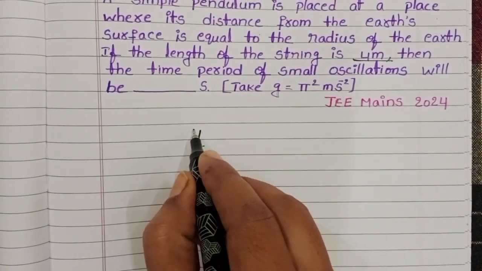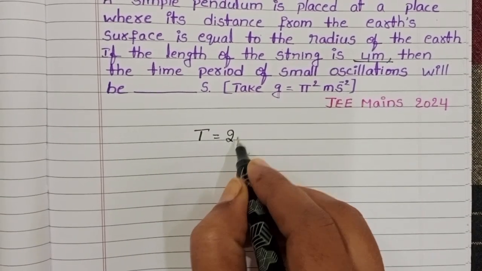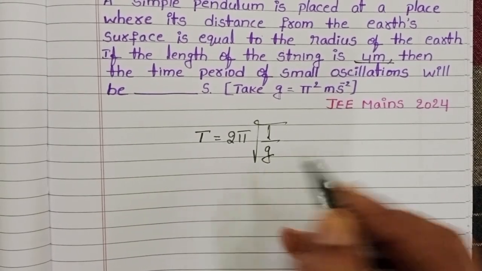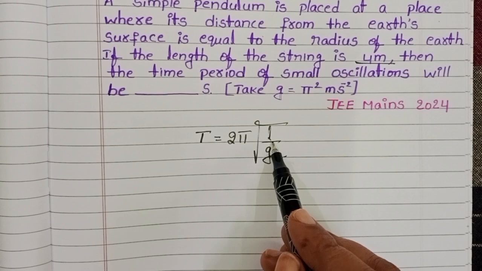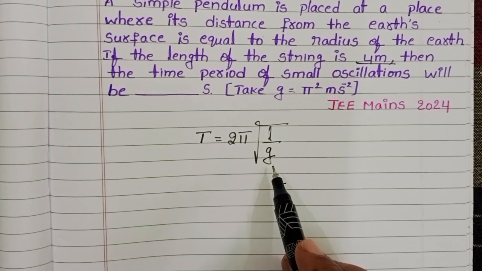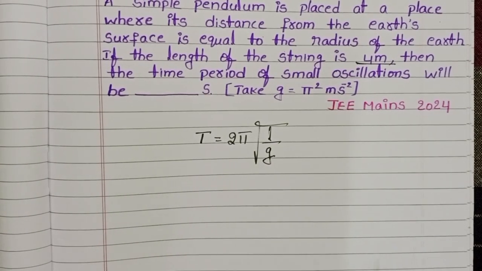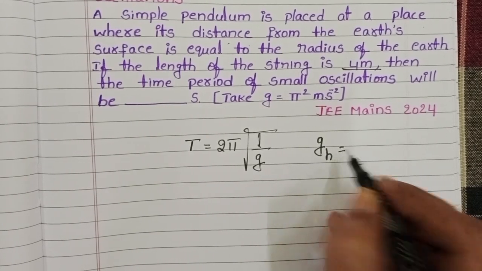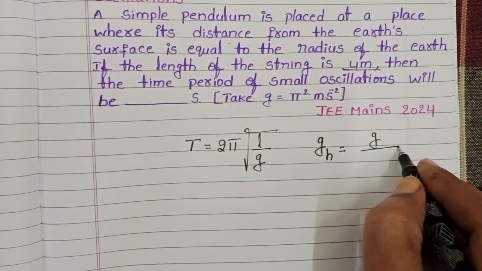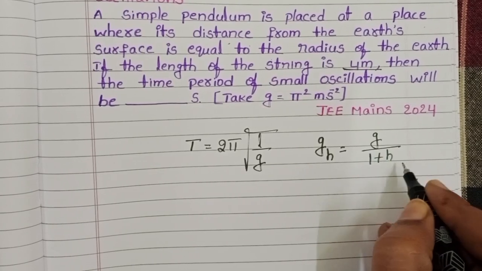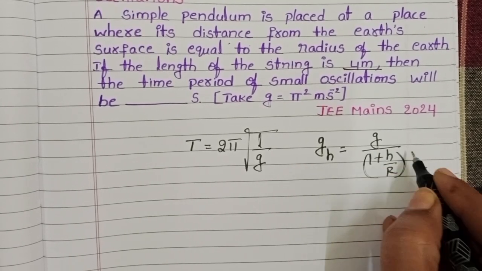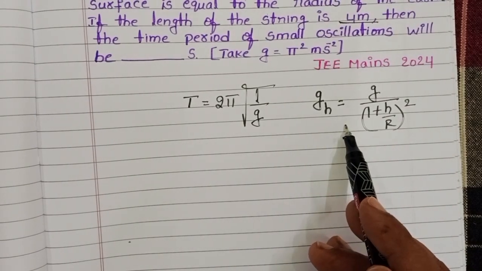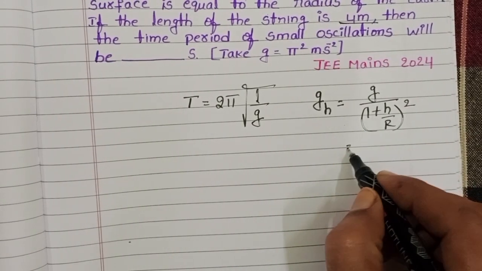Time period formula: T is equal to 2 pi square root of L by g, where L is the length of the string and g is the acceleration due to gravity at the given place. At the given place, g_h is equal to g by (1 plus h by R) whole square. This is the formula to calculate the acceleration due to gravity at the given height.